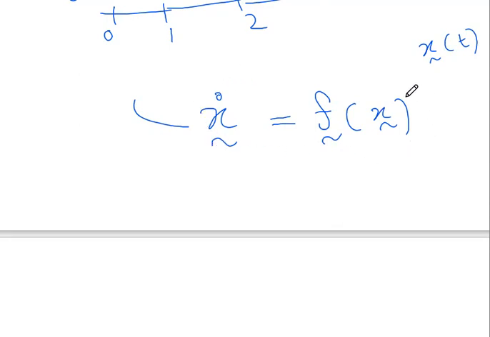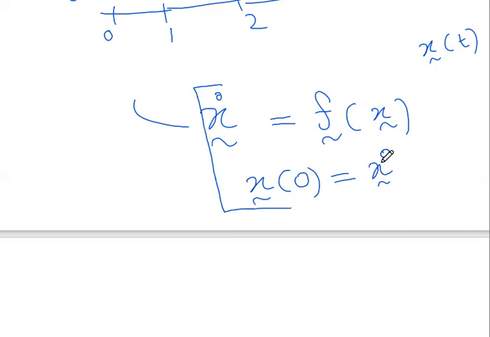The behavior of this dynamical system is determined by the interaction between its components and the initial point. The initial point is also very important. So this is the system, and we have to consider the initial point. Let's say this is x0.